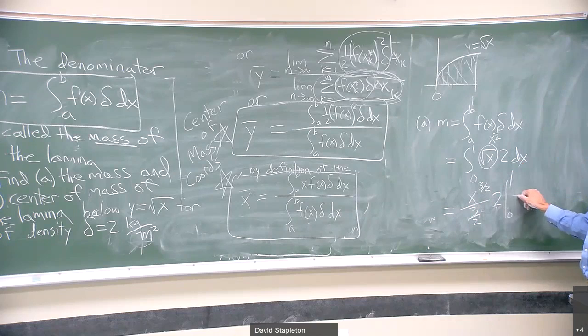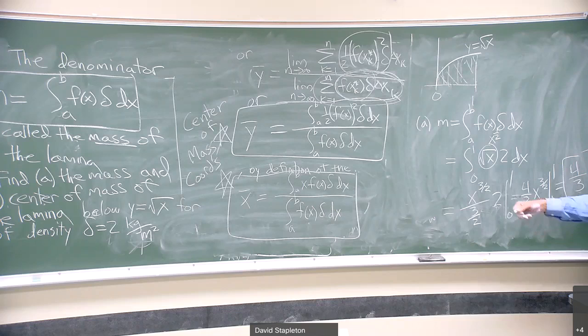Well, this actually comes out to be 4/3 x to the 3/2. Plug in 0 and 1 and take the difference. When you plug in 1, you get 4/3. When you plug in 0, you get 0. So this just comes out to be 4/3. 4/3 what? Well, we integrated in units of kilograms per square meter, so this comes out to be kilograms. So it comes out to be 1.333 kilograms, right? That seem all right so far?